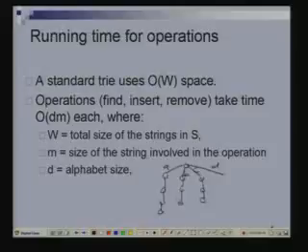How many nodes are there now? As many as the total number of letters in all the words, which is exactly the total size of the strings in S. By size I mean put all their characters together and take their total size. Let's call that W, so that's the space requirement. Which is too large. So we've got to do something about this.